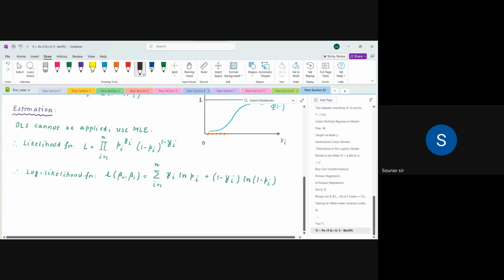So your log likelihood function l of beta naught and beta 1 will become the summation of i running from 1 to n of yi into log of pi, where pi is cap phi of beta naught plus beta 1 x i.